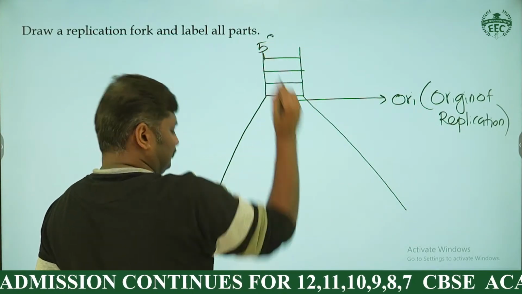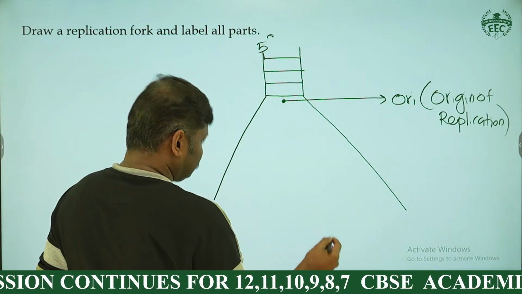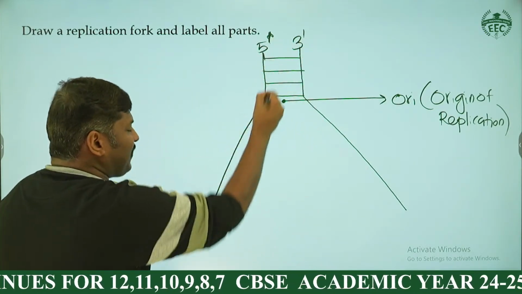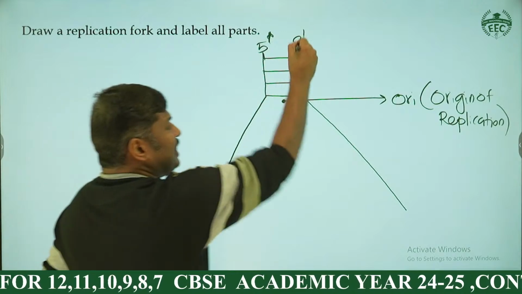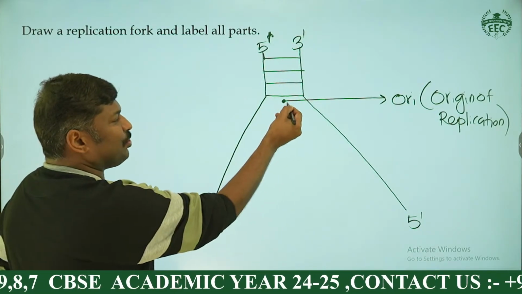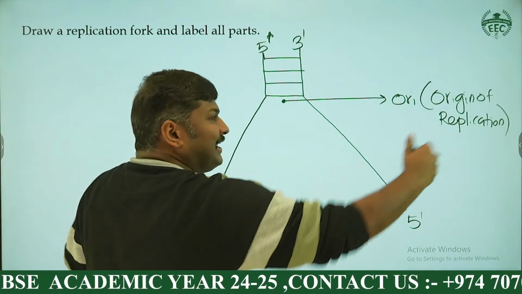This is the 5' end, and this is called the 3' end. If this is the 5' end, this is the 3' end. If this is a 3' end, this is the 5' end, my dear students. And here you can see this is the origin of replication, by which the DNA gets separated.